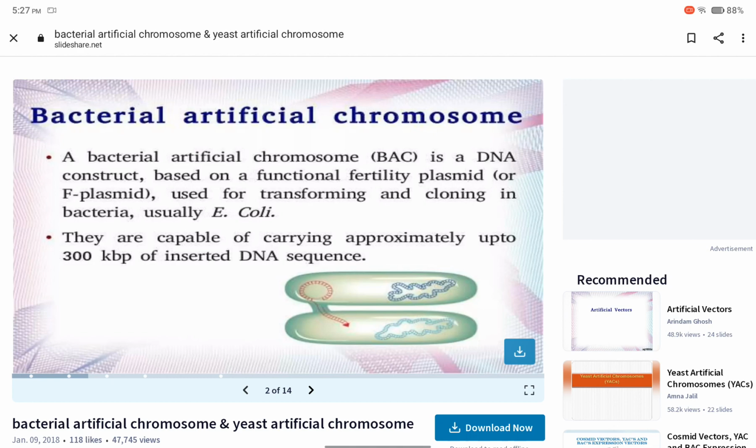These bacterial artificial chromosomes are used for transforming bacteria; they can be inserted into a bacterium. They provide certain characteristics to the bacteria so that the bacteria get transformed, and it becomes a cloning bacteria. Whenever the bacterial cell divides, the plasmid also replicates, increases copies and transfers to another bacterium. They are capable of carrying approximately up to 300 kilobase pairs of inserted DNA sequence. It means they carry the gene of interest, which is of a maximum size of 300 kilobase pairs.